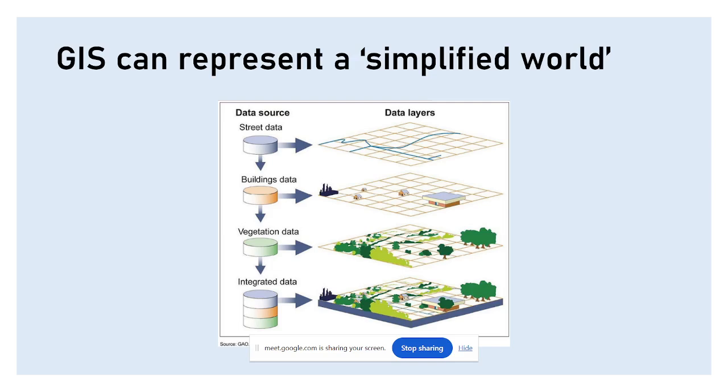Sometimes, when you're planning a city or something, instead of directly going and building the entire thing, you can actually use GIS to see how things are going to work out. So in that sense, GIS will give you a very simplified world.